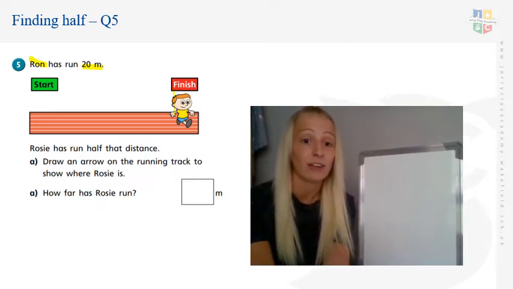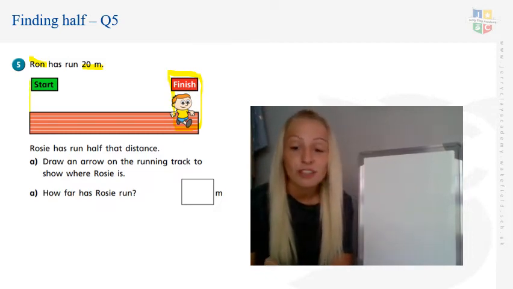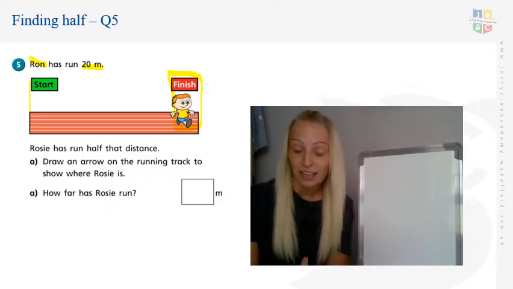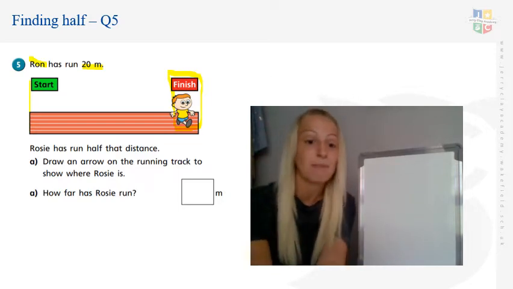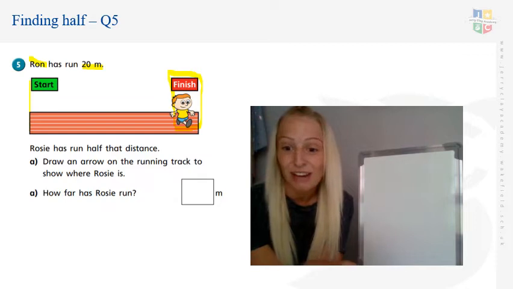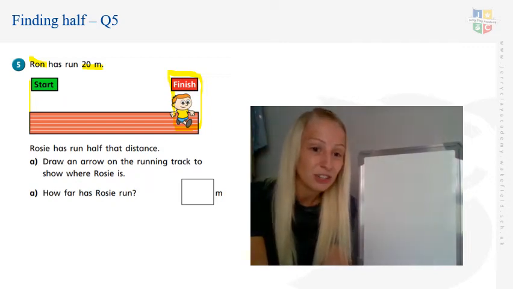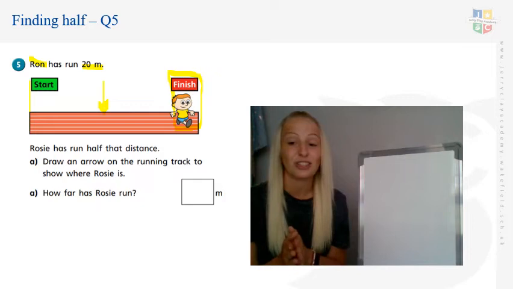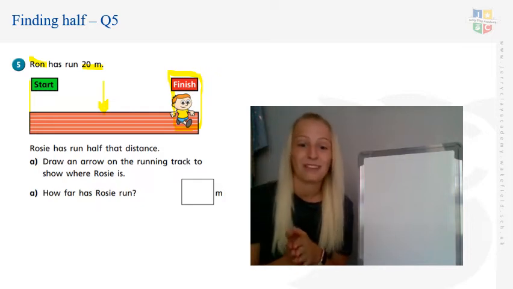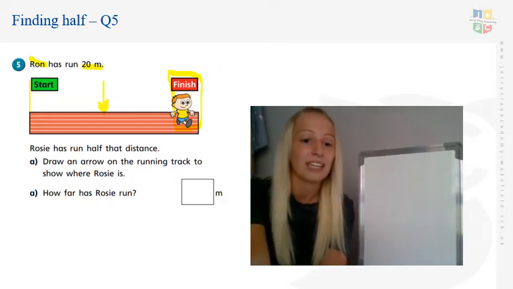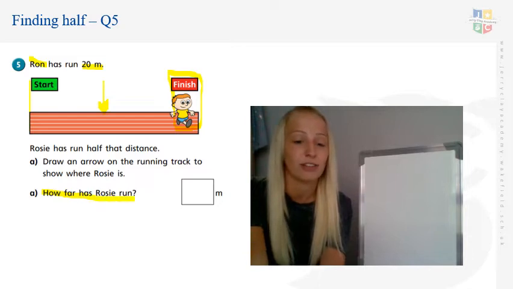So if this is Ron at the finish and this is the start, then Rosie is going to be about halfway, so we need to be somewhere in the middle. So see if you can pause the video now and draw an arrow to show where Rosie is. Brilliant, so the arrow should be somewhere around the middle there to show that she's halfway. Fantastic. Now we need to say how far has Rosie run?